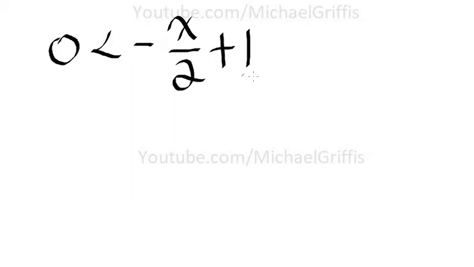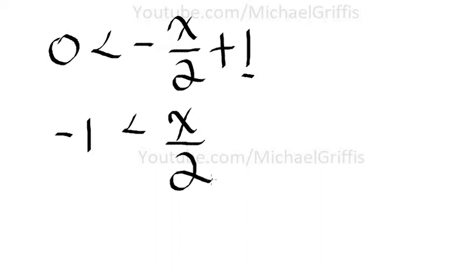What do we do with this 1 right here? Well, we'll take it over to the left and make it a negative 1. Now we're going to multiply both sides by the reciprocal of half, or you can think of it as multiplying by 2 to both sides. So we're going to put a 2 here. We need to put parentheses around that.